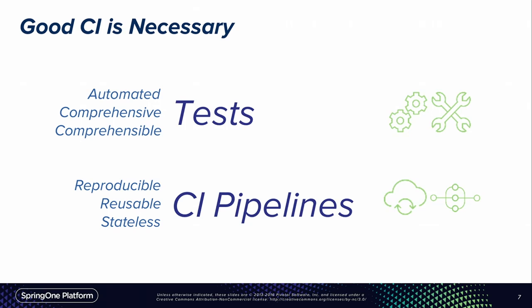And comprehensible. You should be able to look at it and, as a human, read it and understand and trust that the tests are going to give you that confidence. If you can't understand your tests, how can they give you confidence? And likewise, your CI pipelines need to be reproducible.